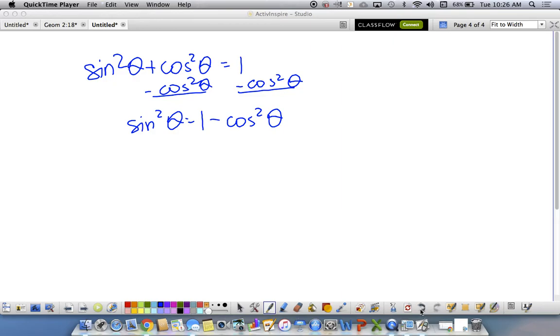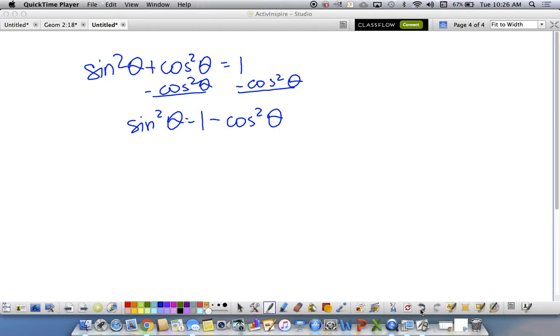Okay, so, question. What is the Pythagorean theorem? A squared plus B squared equals C squared. And when we plug in with sine and cosine, x, y, and r, our most famous, most wonderful Pythagorean identity is what? Sine squared theta plus cosine squared theta equals 1. Can you rearrange them? Yeah, you can.